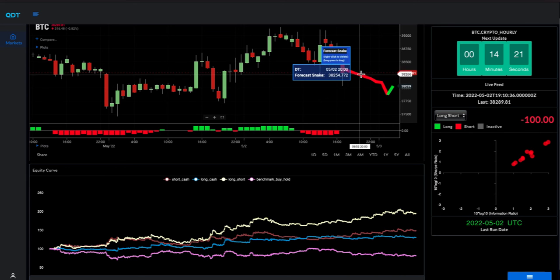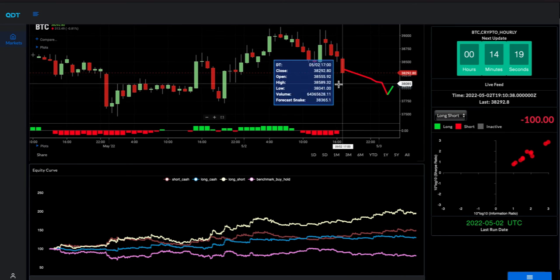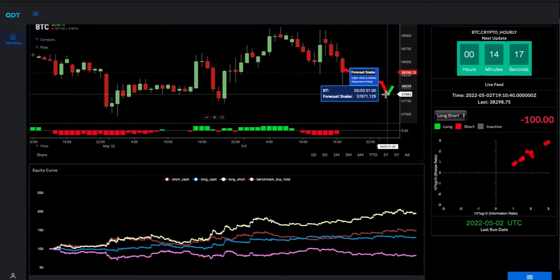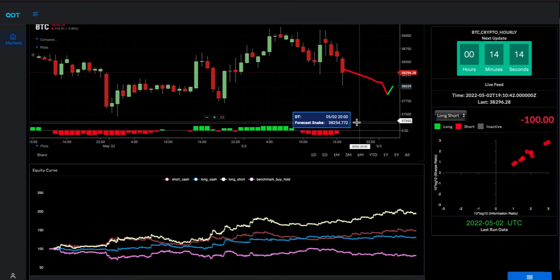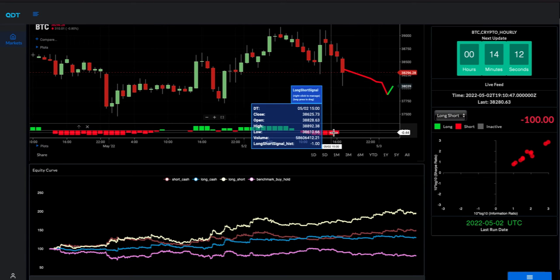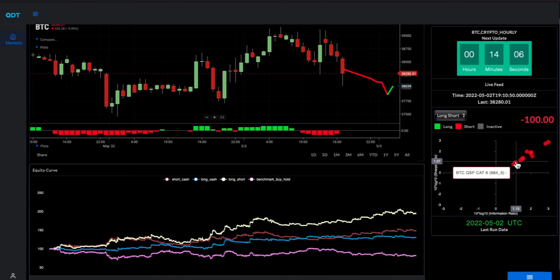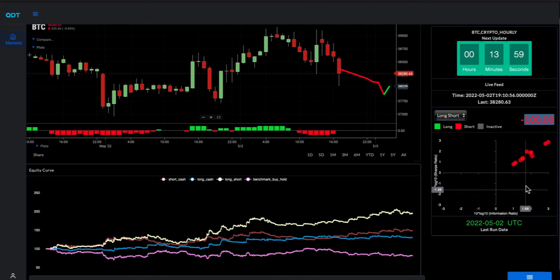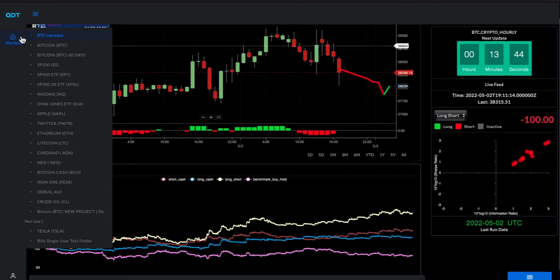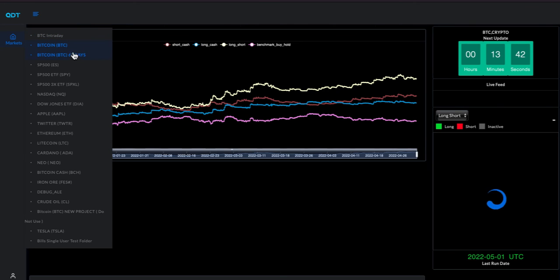We have the prediction curve and the trajectory the price is going to take over the next 9 hours. We have historical predictions. We have out of sample back testing. We have information ratio and Sharpe ratio. And we have what should you do now. This is the same on all of our dashboards, no matter what time frames you're looking at. Let's take a look at another dashboard, perhaps a longer term one.